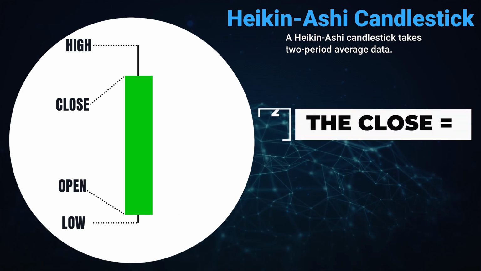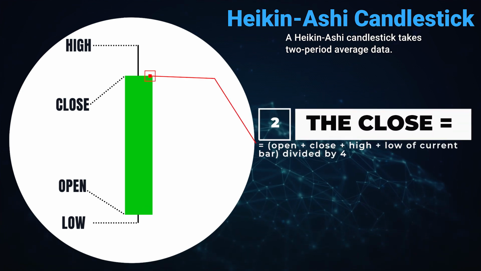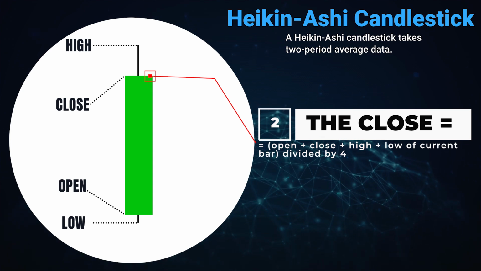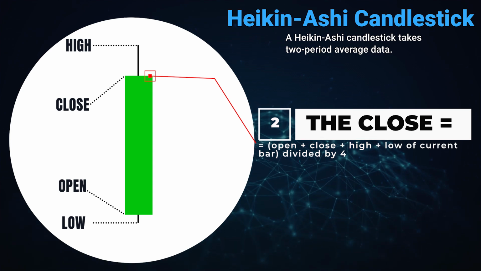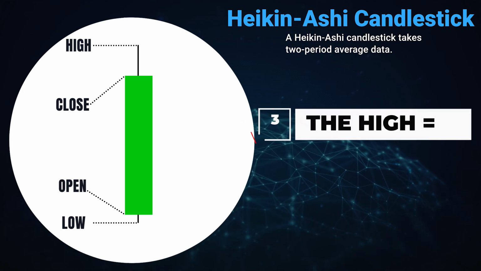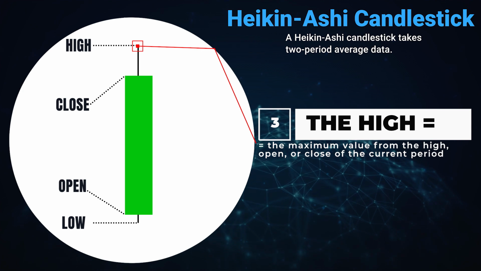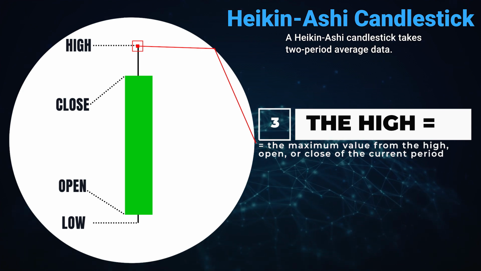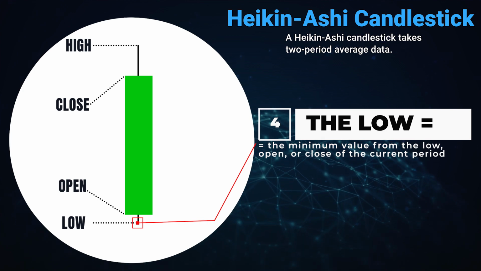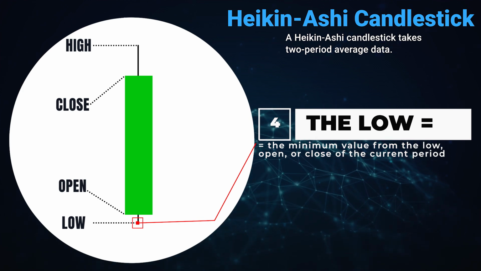As a result, the opening of each Heikin Ashi candle stands exactly in the middle of the previous one. To calculate the next close, we should add the following values: open, close, high and low of the current candle and divide it by 4. It shows us the average price of the current bar. A Heikin Ashi candle high is the maximum value from the high, open or close of the current period, while low is the minimum value from the low, open or close of the current period.